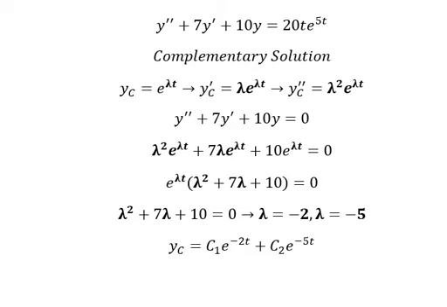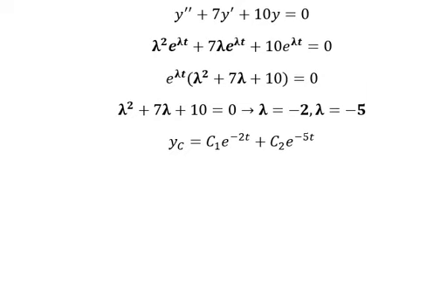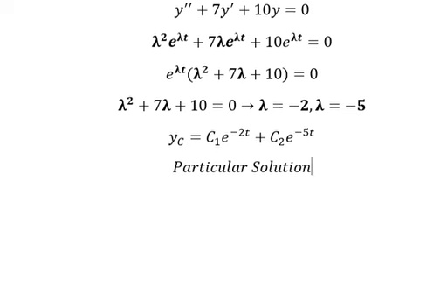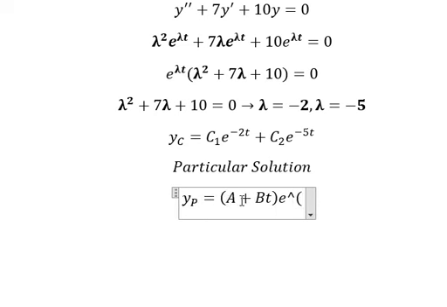Now we go to the particular solution. So we see that we have te to the power of 5t. So in this situation, we need to find yp equals a plus bt, and we have e to the power of 5t. Now we need to find first the derivative of this one.